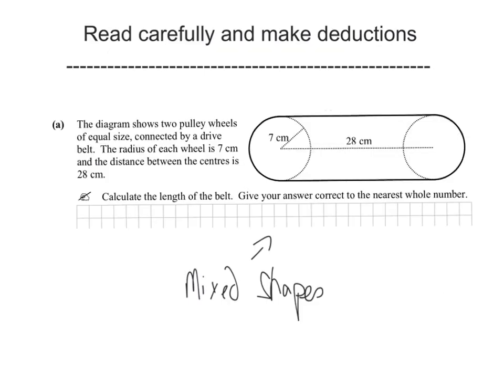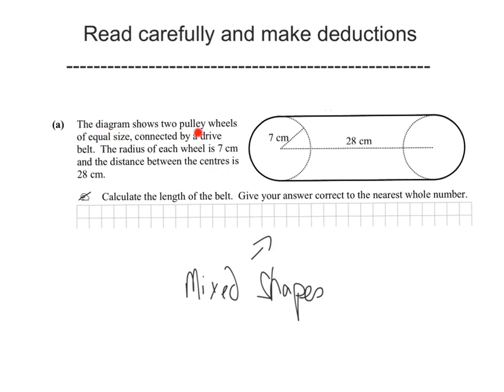To be really successful with area and volume questions, you need to read the question a few times. Take this question here, for example. It says, the diagram shows two pulley wheels of equal size connected by a drive belt. The radius of each wheel is 7 centimeters and the distance between the centers is 28 centimeters. Calculate the length of the belt, give your answer correct to the nearest whole number. I know a lot of people get confused by this because pulley wheels and drive belts is not something most people are familiar with, and so that might put you off when you first read it. But the key is to read it maybe a second time or a third time and you get it, because you can actually work this out.